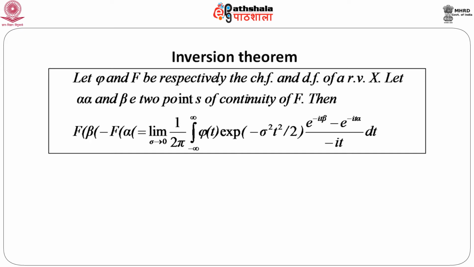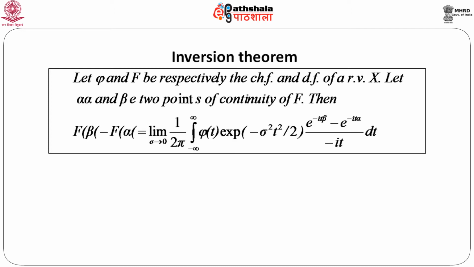Let α and β be two points of continuity of F. Note that we are considering two points alpha and beta, and both should be continuity points of F. Then we can write capital F of beta minus capital F of alpha equals the limit as sigma goes to 0 of 1 by 2 pi integration from minus infinity to infinity phi t e to the power minus sigma square t square by 2 into e to the power minus i t beta minus e to the power minus i t alpha divided by minus i t dt.